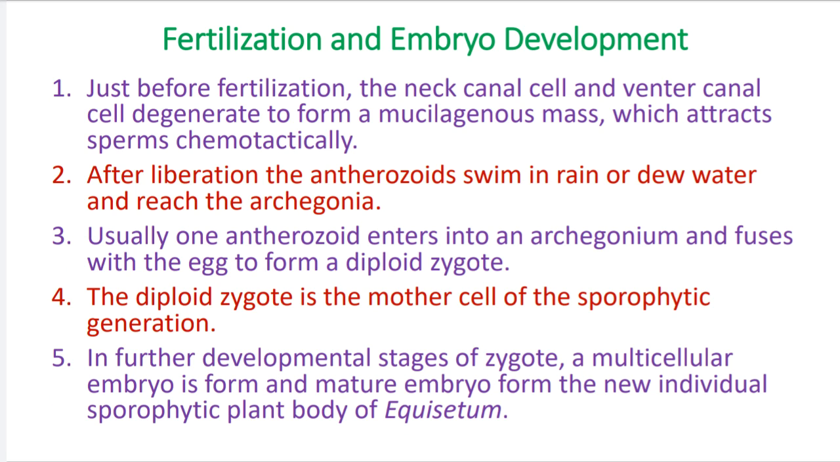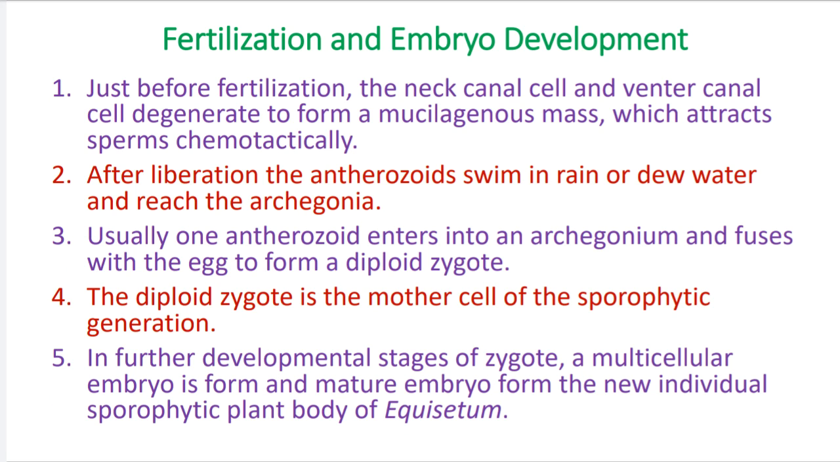Number three, usually one antherozoid enters into the archegonium and fuses with the egg to form a diploid zygote. A single sperm fuses with the egg, and a diploid zygote, or zygotic condition, is formed. Number four, the diploid zygote is the mother cell of the sporophytic generation. In this way the diploid zygote develops after the fusion of the haploid male gamete, the sperm, and the haploid female gamete, the egg.